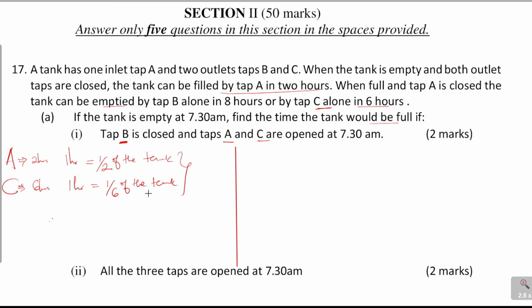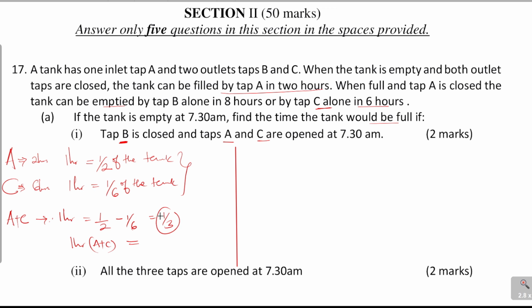Now this information is very important. Now you have the fraction that can be filled by A in 1 hour, and the fraction that can be emptied by C in 1 hour. Now we want to combine the two taps, A plus C. How much will they do in 1 hour? A is filling, so you take the fraction A can fill in 1 hour, and because C is emptying, we subtract. C can empty a sixth of the tank. So in 1 hour, both taps A plus C can fill a half minus a sixth.